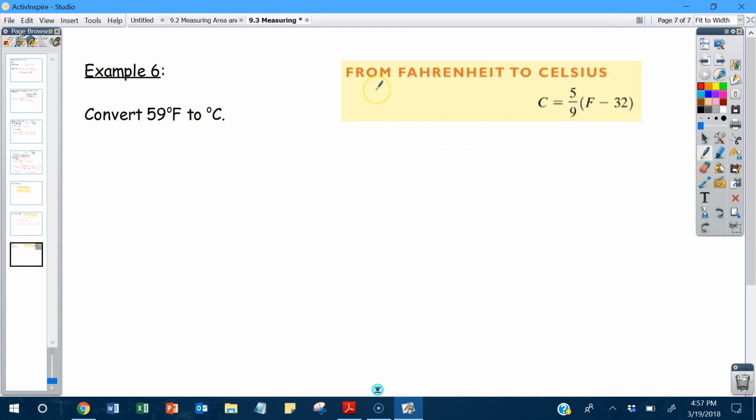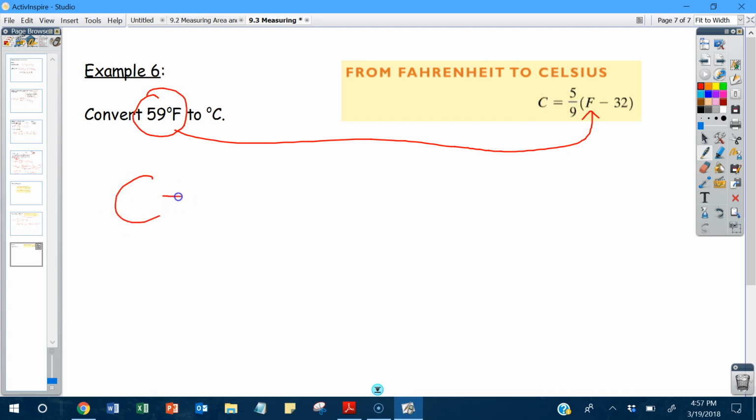Going from Fahrenheit to Celsius is also as simple as using a formula, but you have to use the other one. So here I have 59 degrees Fahrenheit. That's going to get plugged in for F. And since I don't know what degrees Celsius it is, I'm going to leave that C as C. So I'll rewrite the formula then as 5/9. And notice this has a parentheses here. 59 minus 32. And then I'll just simplify that side.